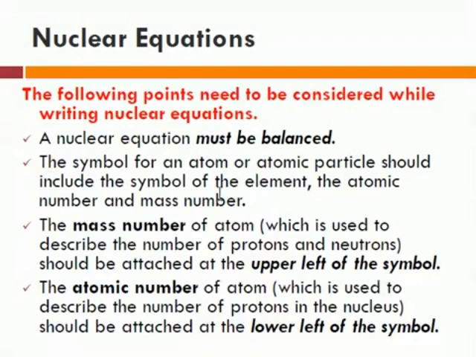The symbol for an atom or atomic particle should include the symbol of the element, the atomic number, and the mass number. The mass number, which we defined a while ago, is used to describe the number of protons and neutrons, and should be attached at the upper left of the symbol. The atomic number of an atom, which is used to describe the number of protons in the nucleus, should be attached at the lower left of the symbol.